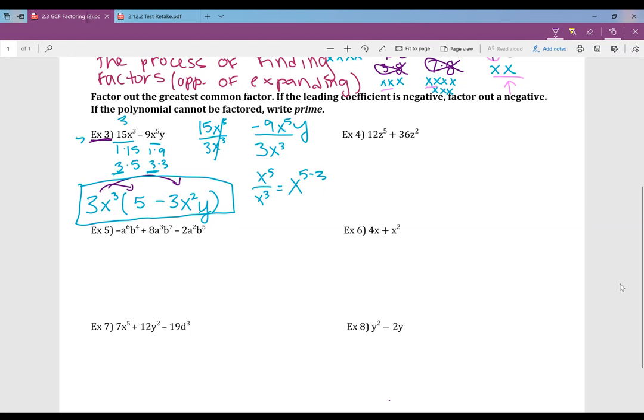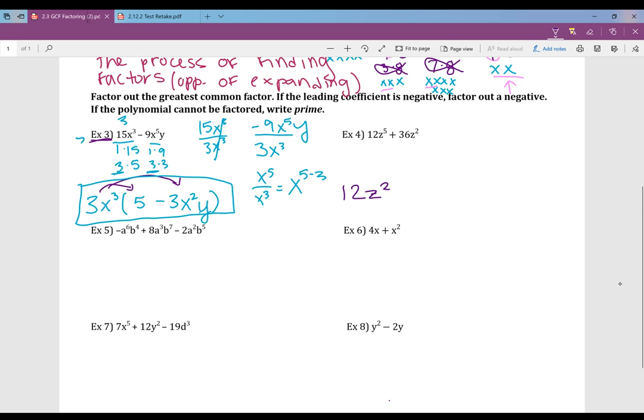All right, for example number 4, we have 12z to the 5th plus 36z squared. So again, we need to find our greatest common factor. Pause your video and try to find your greatest common factor before I tell you what it is. Okay, so for your greatest common factor, you should have gotten 12z squared.